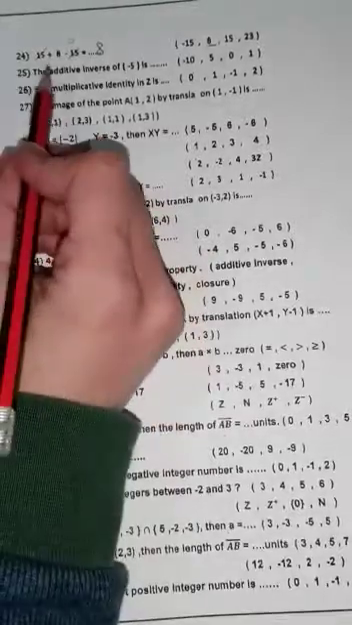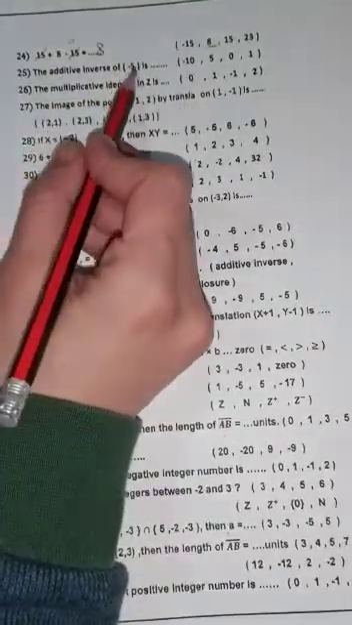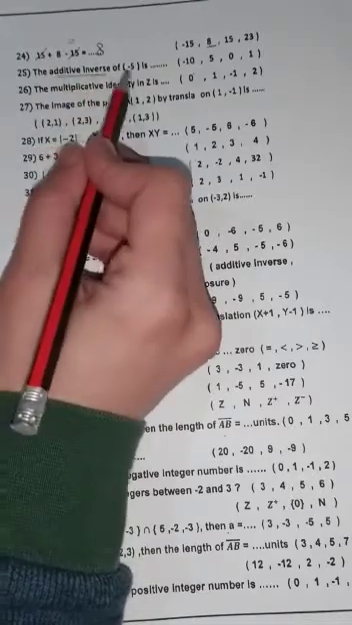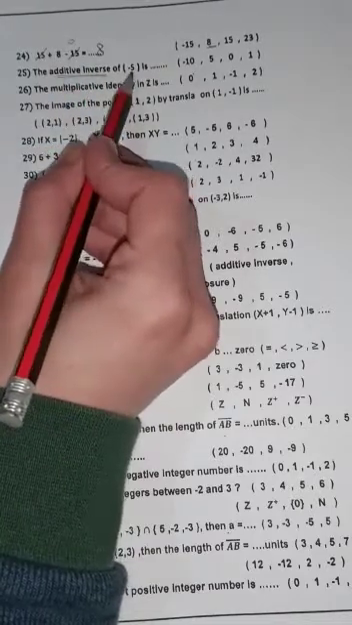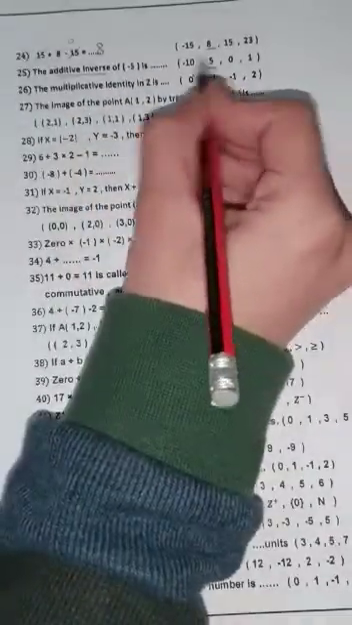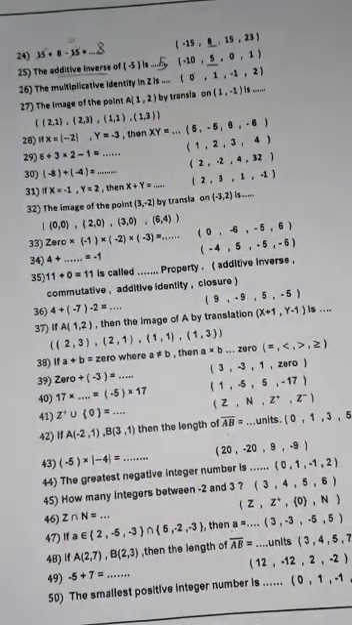Number 25, the additive inverse of negative 5. I want the inverse of negative 5. Yes, the opposite of sign. Inverse means the opposite of sign. Negative 5, the opposite of sign equal 5. Thank you.